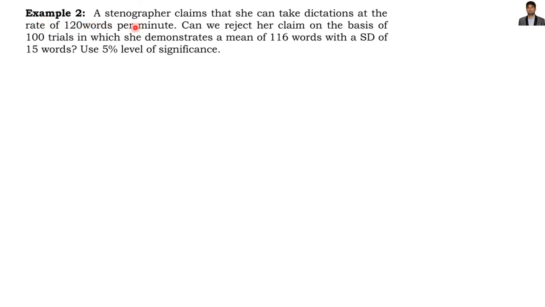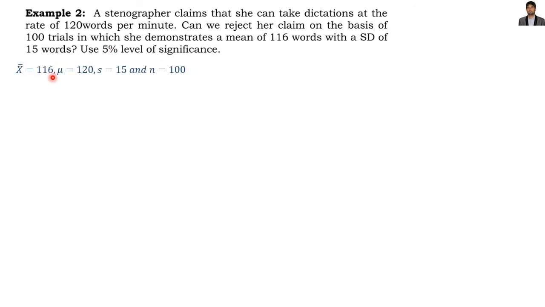Example number 2, a stenographer claims that she can take dictations at the rate of 120 words per minute. Can we reject her claim on the basis of 100 trials in which she demonstrates a mean of 116 words with the SD of 15 words? Use 5% level of significance. So this is the information we have from the question.